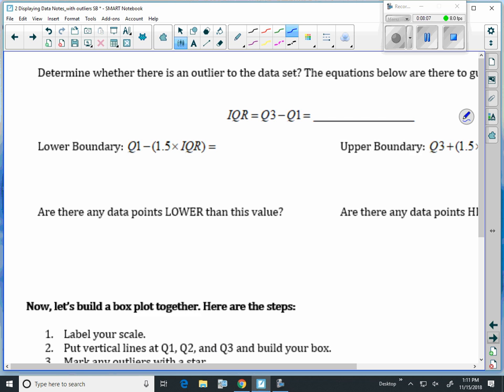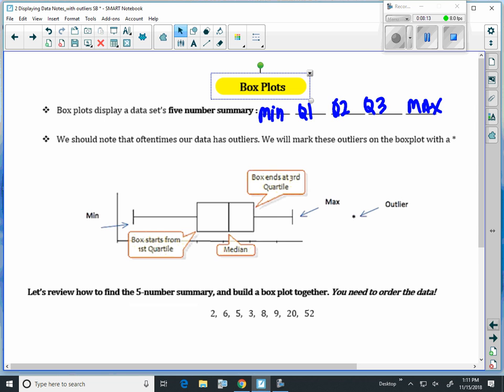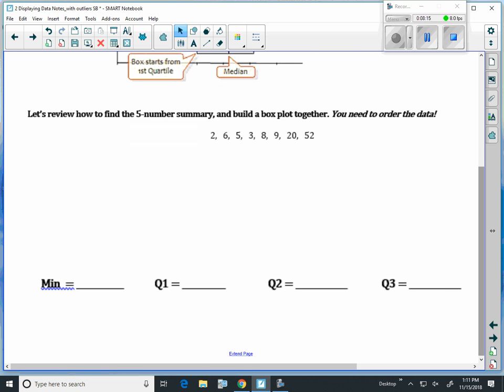Let's go ahead. Is that what comes next? No, we need their numbers, don't we? Now you can use Desmos for this, but we're just going to do it by hand quick. What's our minimum? 2. What's our max? 52.